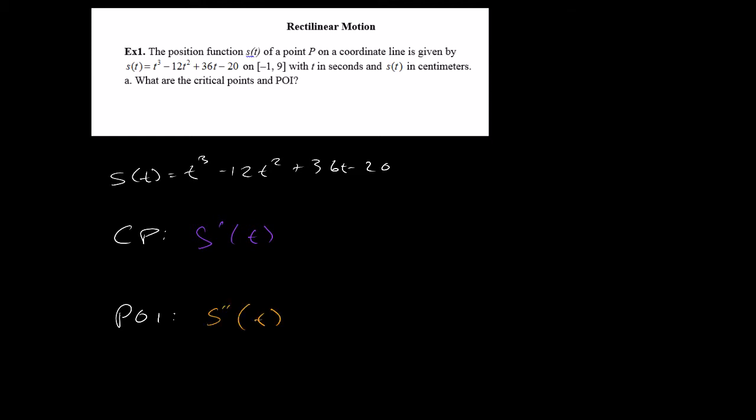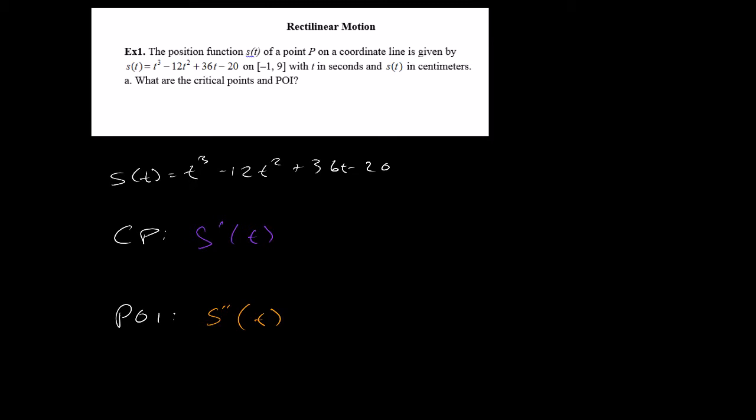So the position function of a point P on a coordinate line is given by that. So our position is going to be this one, and it asks, what are the critical points and points of inflection? Critical points are going to be our first derivative, so this is going to be our s prime of t, and our points of inflection are going to be our second derivative, or double prime.